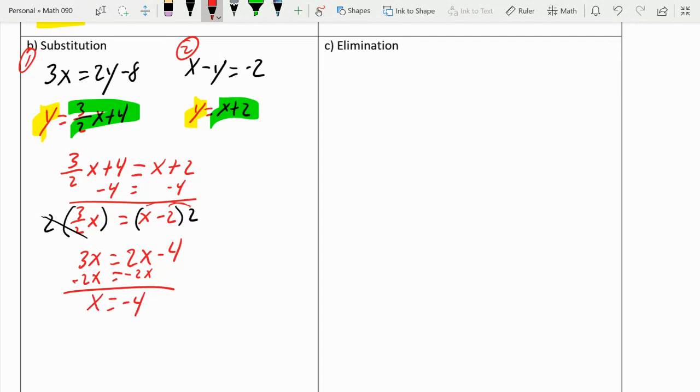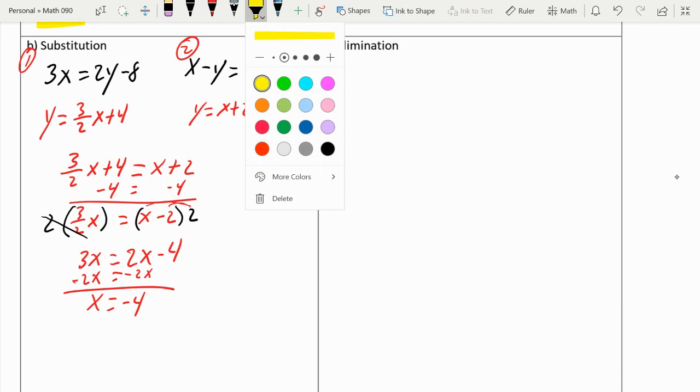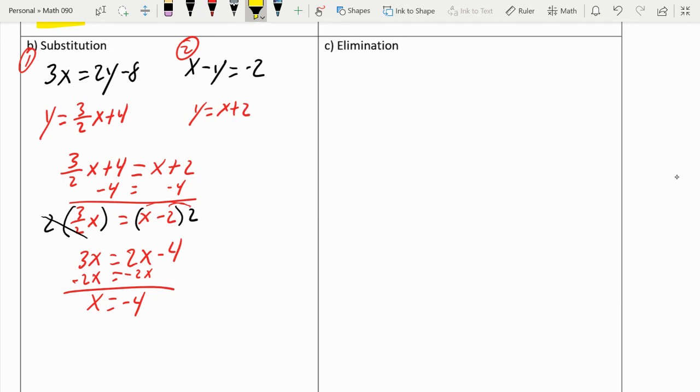Now how do I figure out what y equals? Let me get rid of all this. Oh, sorry, I keep erasing stuff that I shouldn't. All right, what am I going to do here? I'm going to take x equals negative 4 and plug it into one of these two equations for x.